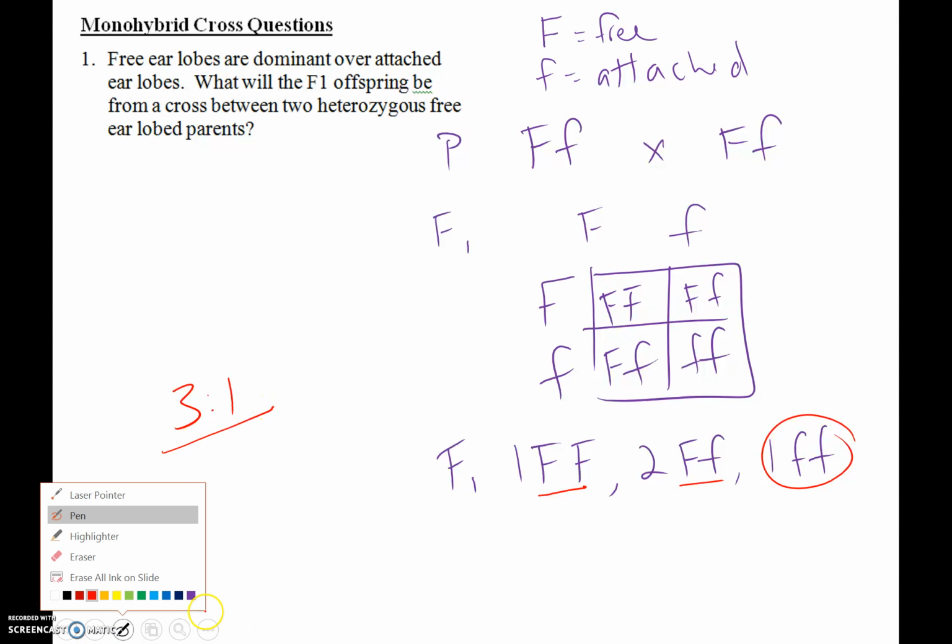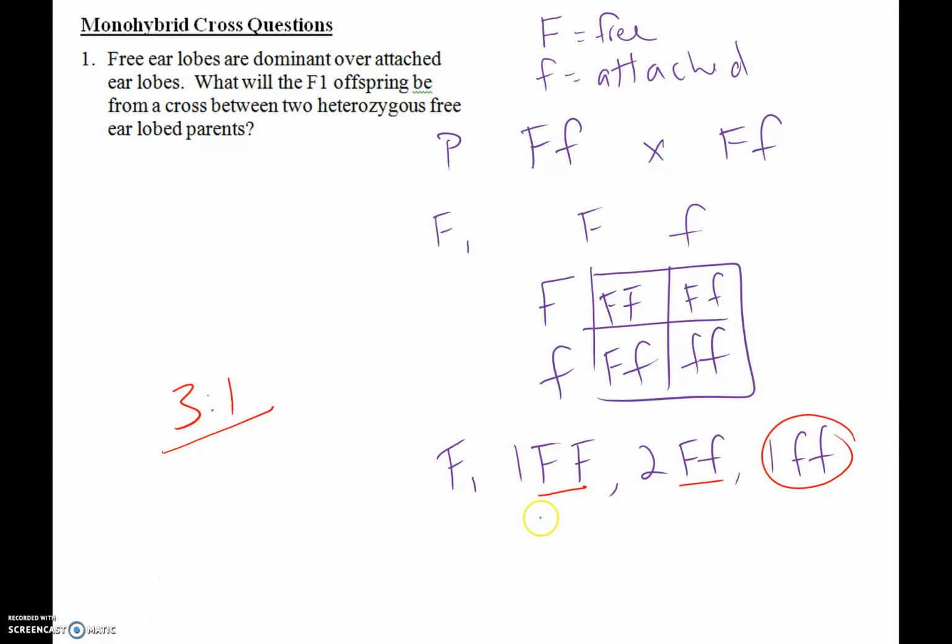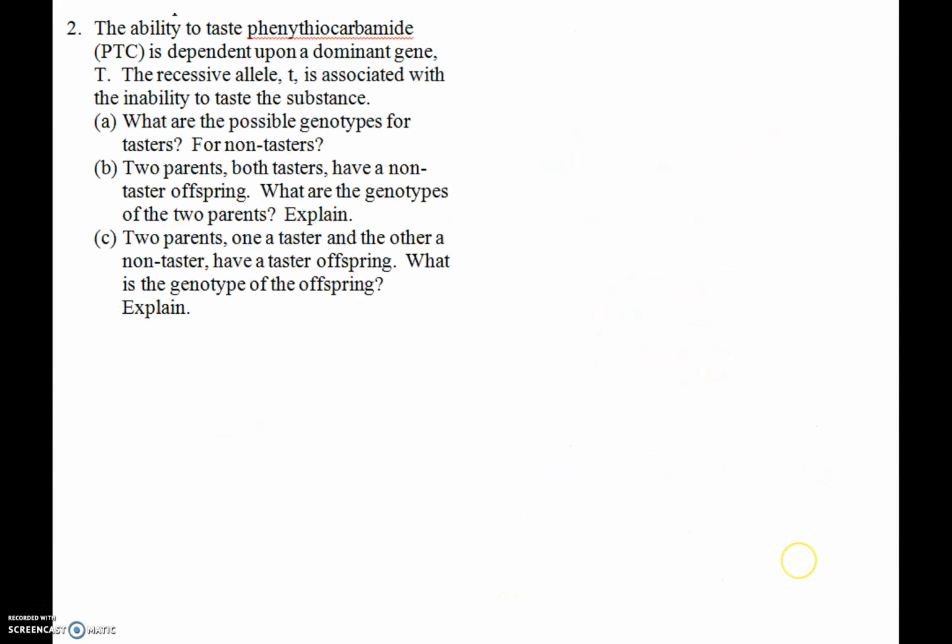Now for our genotypic ratios, if we're looking at genotypes, you start with whatever is homozygous dominant, then you go to heterozygous, and then homozygous recessive. So the answer for our genotypic ratio would be a 1 to 2 to 1.